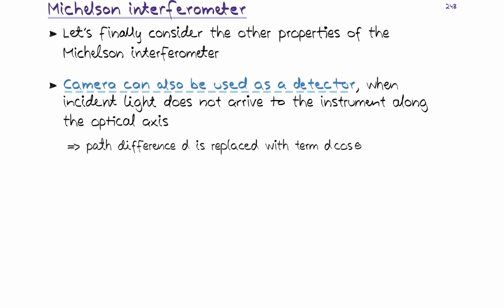So then the path difference d, we can replace with a term d times cosine of theta. And this in practice means that we could even keep both mirrors still if we change the angle theta. So essentially this would be the change here, and this could be done to simplify things slightly.